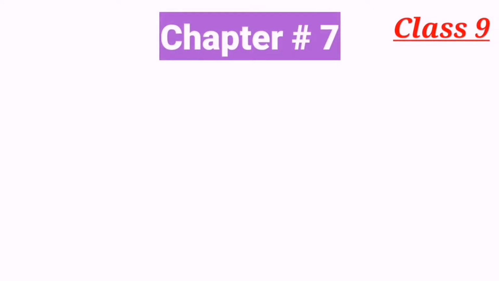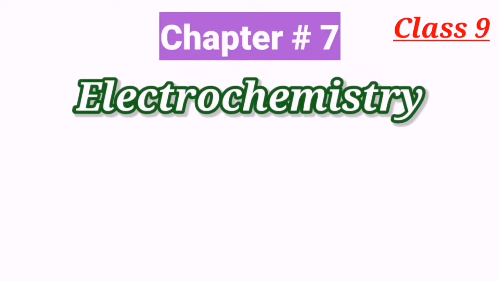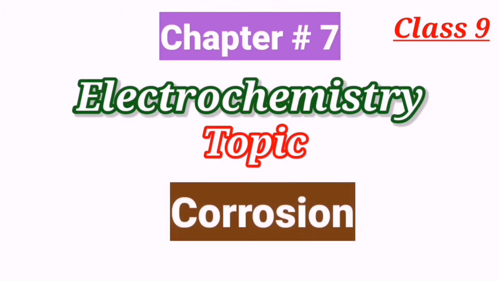Move towards our today's lesson. This lesson is from chapter number 7 of class 9, that is electrochemistry. Our today's topic is corrosion.